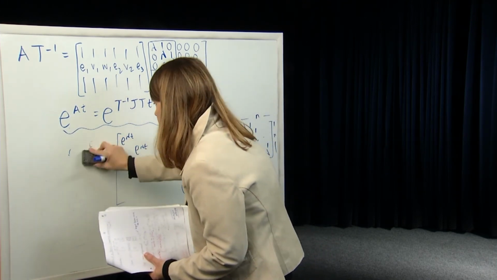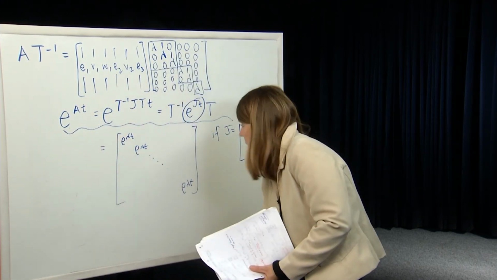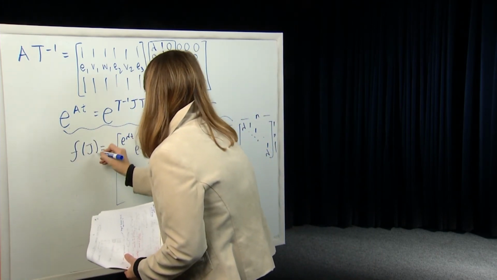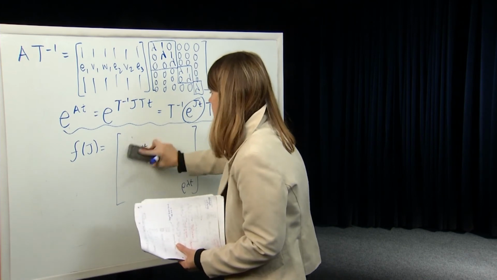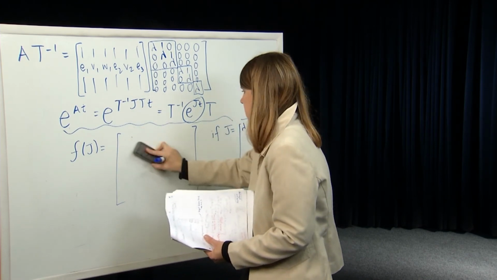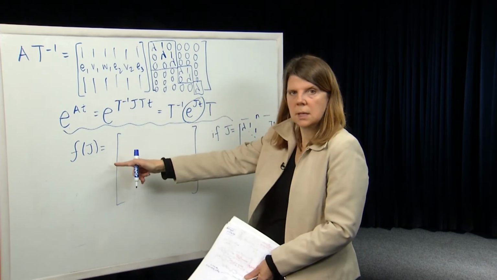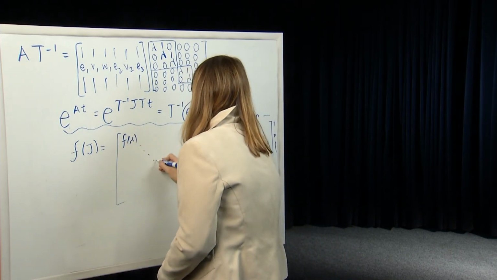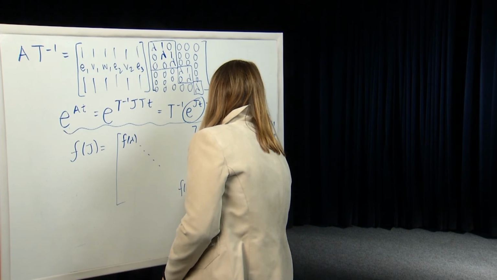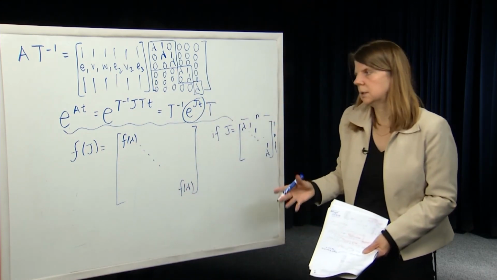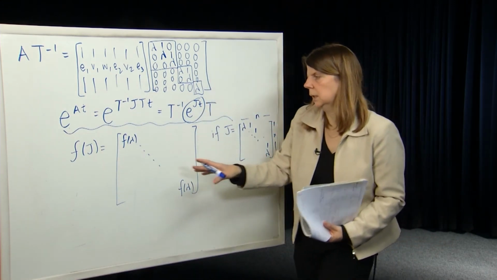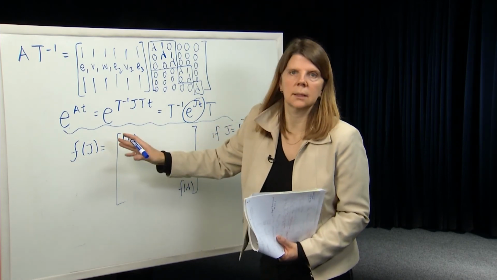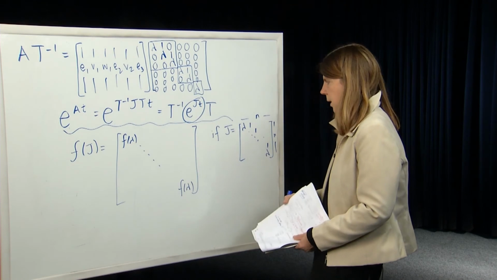Actually, let's be a little more general. Let's suppose we had this matrix J, and we were computing a function of the matrix J. We can make this specific to e to the lambda t in a second. Then what does f of J look like? This is f of lambda on the diagonals. In our case it's e to the At, but in general, this result holds for any function f which is analytic on the spectrum of A.